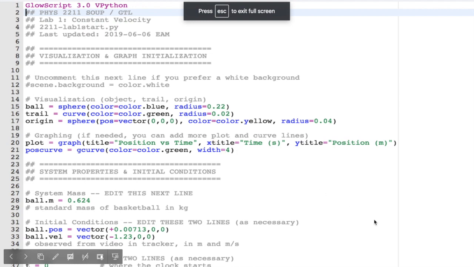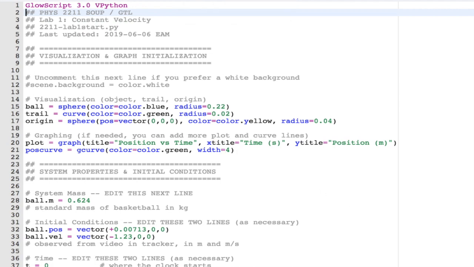For the predicted motion, we used a coding simulation. Here you will see some clips showing what I changed from the starter code. On line 28, I set my variable for the mass of the ball equal to 0.624 kilograms. This is just the standard mass of a basketball, as you can see in the comment on line 29.